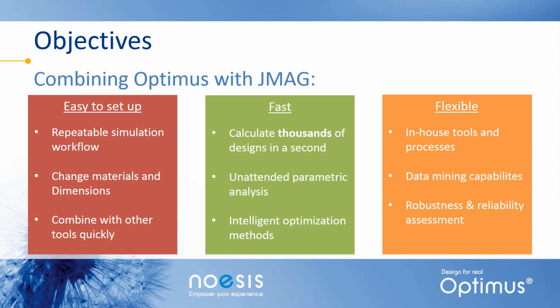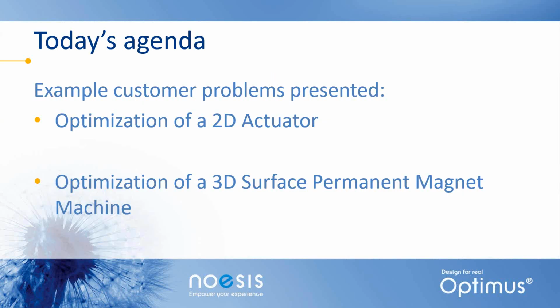In addition, it has some data mining capabilities, so you can bring in data after the fact, and you can also combine Optimus with in-house tools and processes, and even link them in with JMAG. So David's already begun to talk about the two models that we have, this 2D actuator and this 3D SPM, and we'll get into those models in a moment.